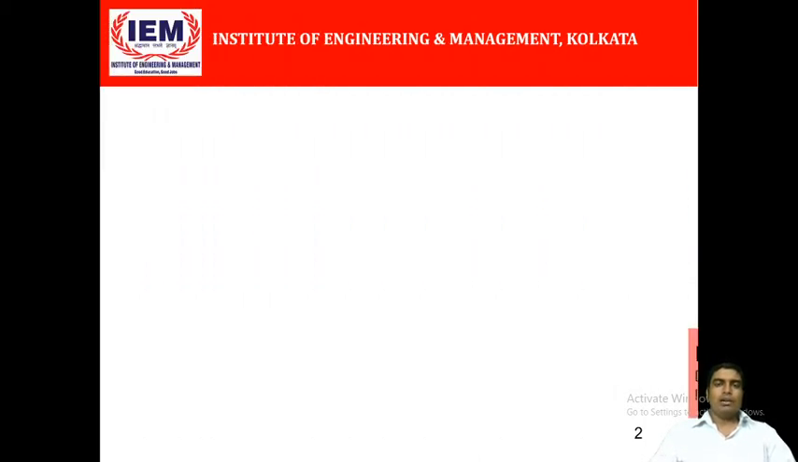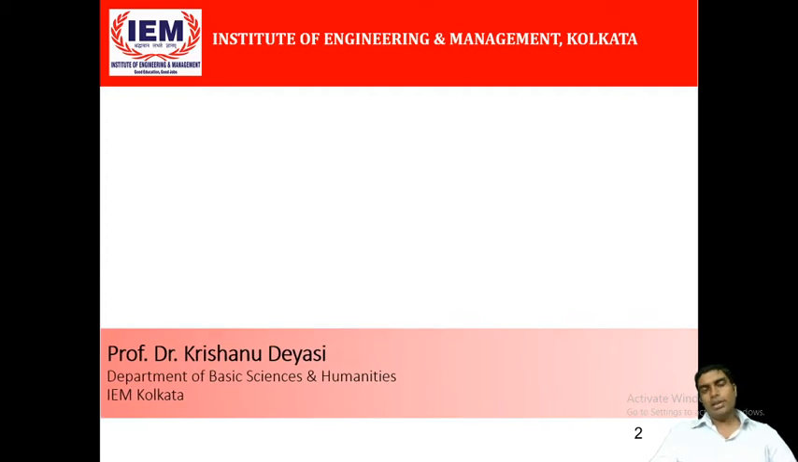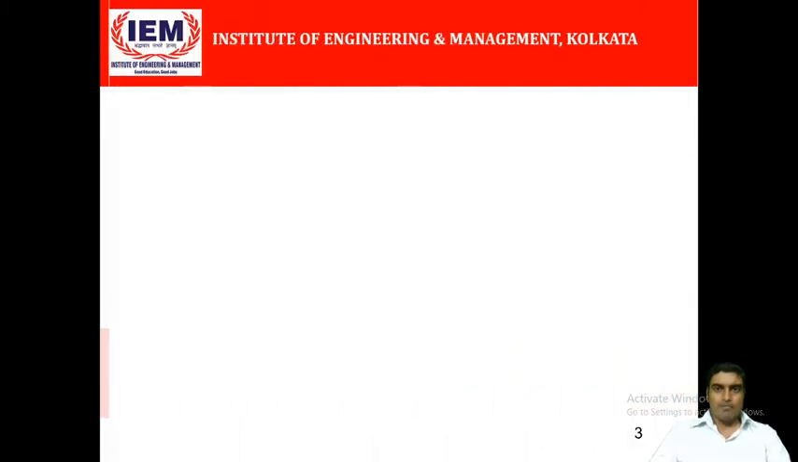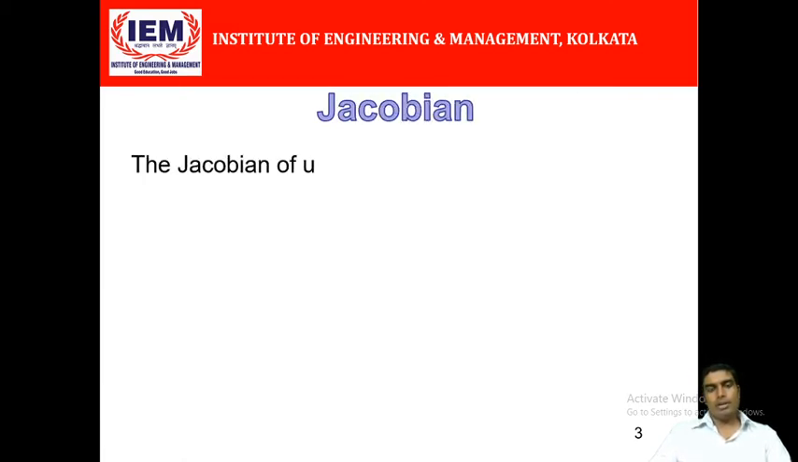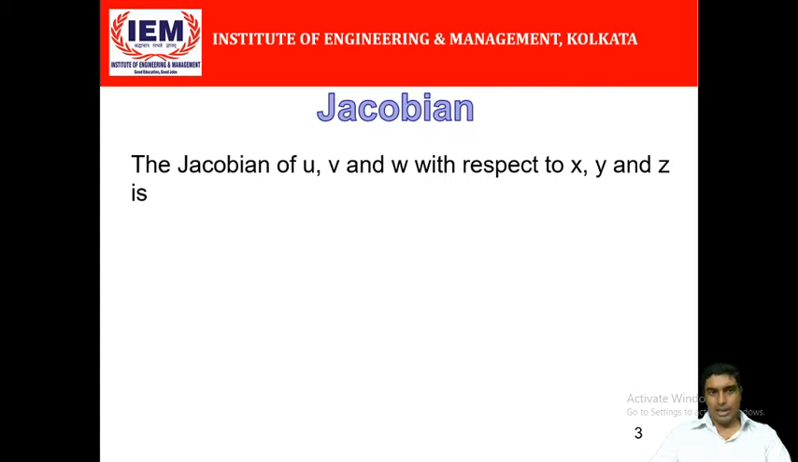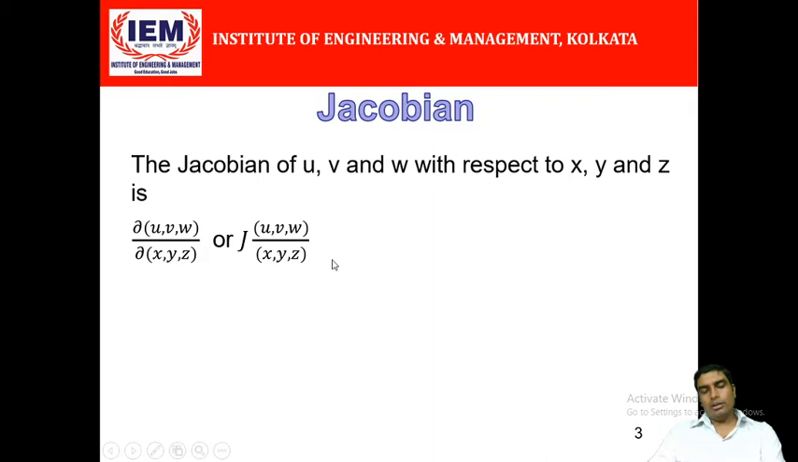So in this lecture I will talk about the Jacobian of multivariate calculus for three variables. Here you have three variables, let's say u, v and w, and these u, v and w are basically functions of x, y, z. Then the Jacobian of u, v, w with respect to x, y, z will be denoted by del of u, v, w by del of x, y, z, or J of u, v, w by x, y, z, and I can evaluate this term as this determinant.